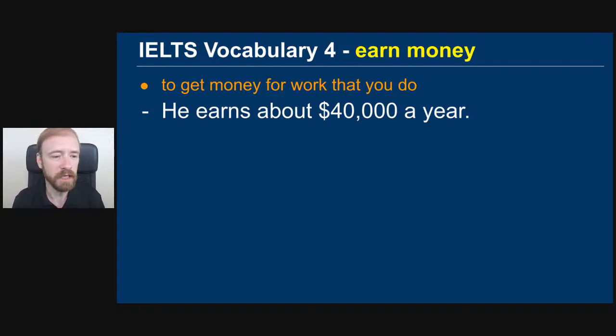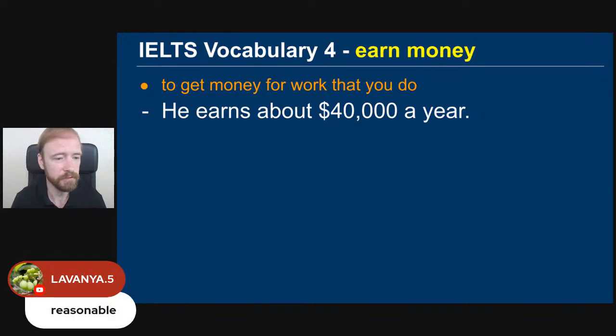And we're talking about money, but you can earn other things. For example, you earned a band 7 score on IELTS. So if I said you earned that score, that means you worked hard to get that score. You deserve that score. They're not going to give you the score. You have to earn it. You have to study and work hard to get that.